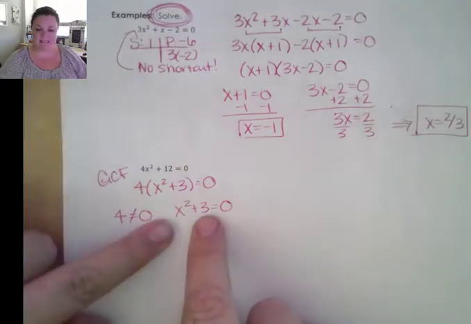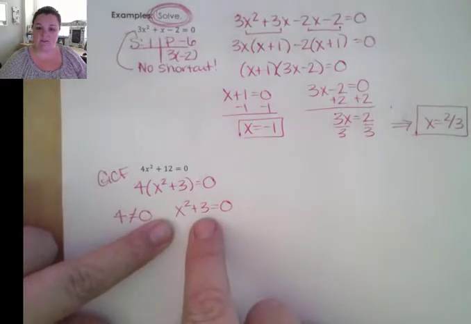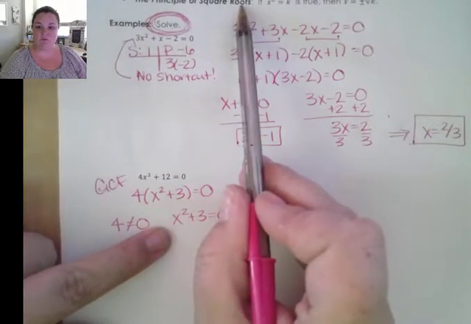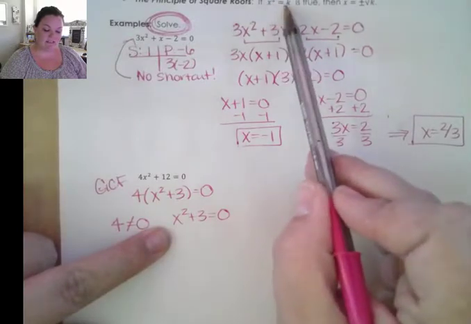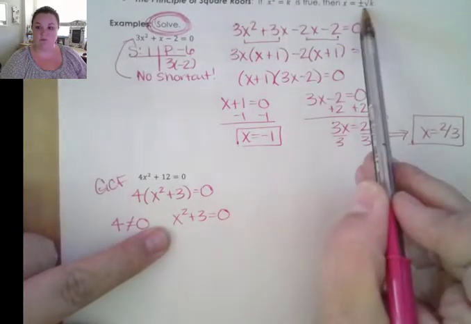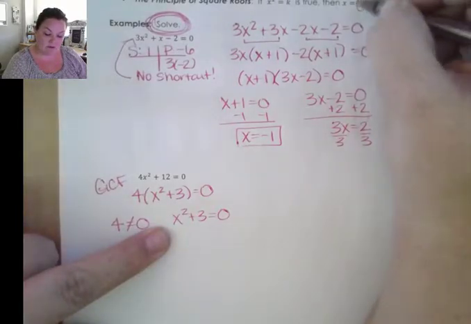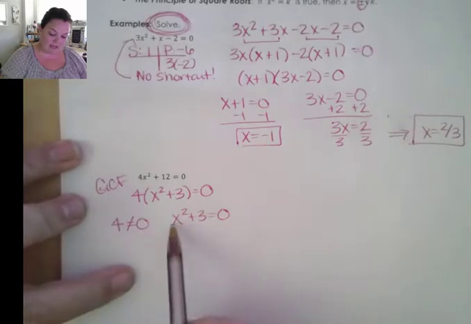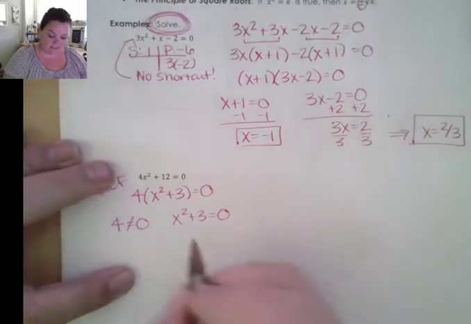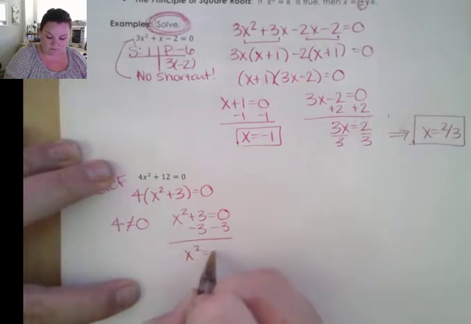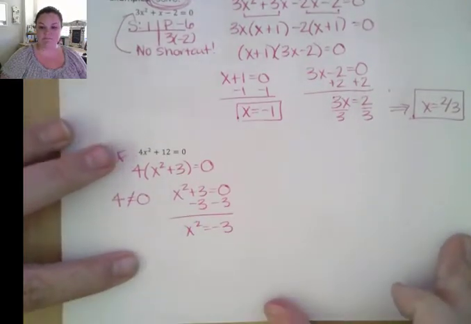Now on this one, I can't solve it by factoring, but I can solve it using the principle of square roots. So remember, the principle of square roots says that if I have x squared equal to a number, I can get rid of that squared by doing the square root, as long as I remember the plus or minus symbol, okay? So I'm going to isolate my x squared by subtracting my 3 to the other side. So I have x squared is equal to negative 3.